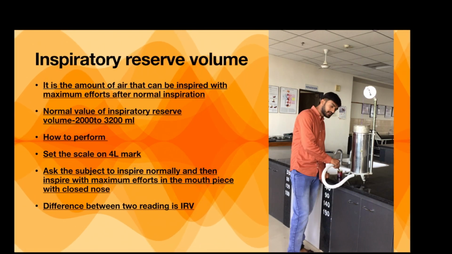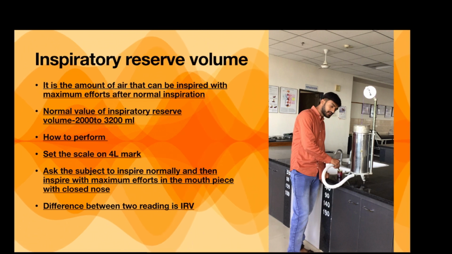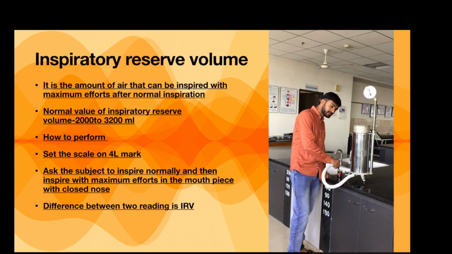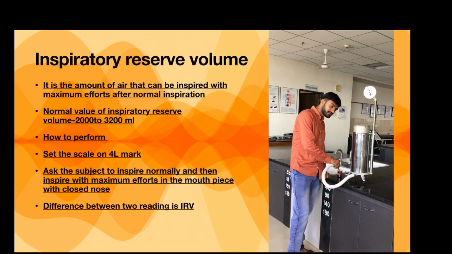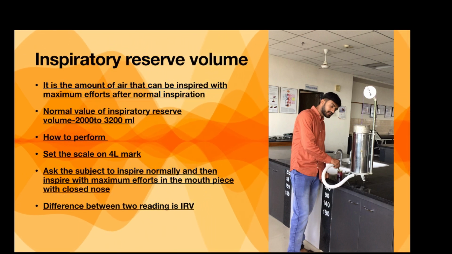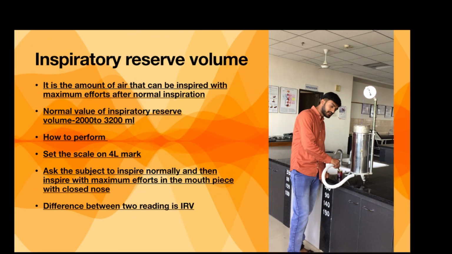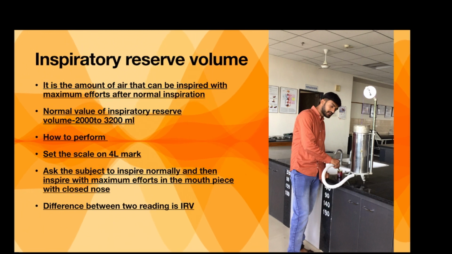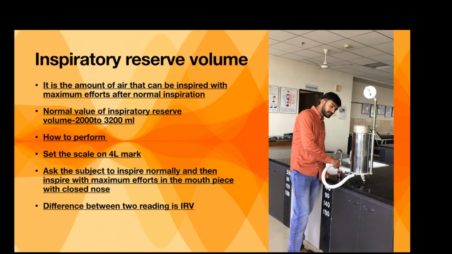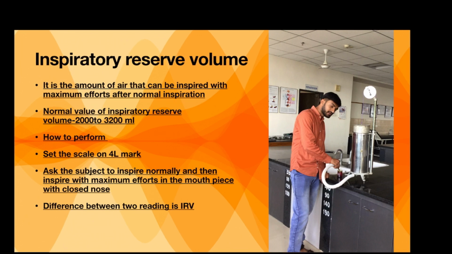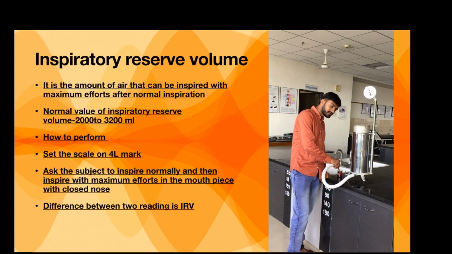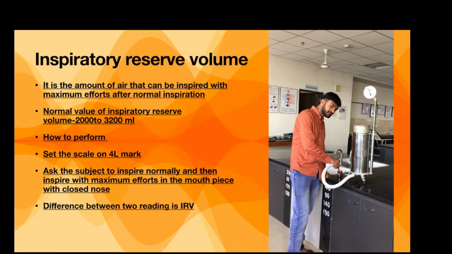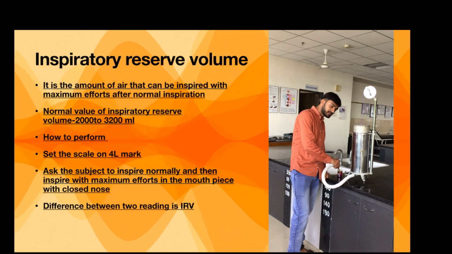Now let's see how to measure inspiratory reserve volume. It is the amount of air that can be inspired with maximum efforts after normal inspiration. The normal value of inspiratory reserve volume is 2000 to 3200 ml. How to perform this? For that, set the scale on the 4 liter mark. Ask the subject to inspire normally and then inspire with maximum efforts into the mouthpiece of the spirometer with the nose closed. The difference between these two readings is our IRV reading.